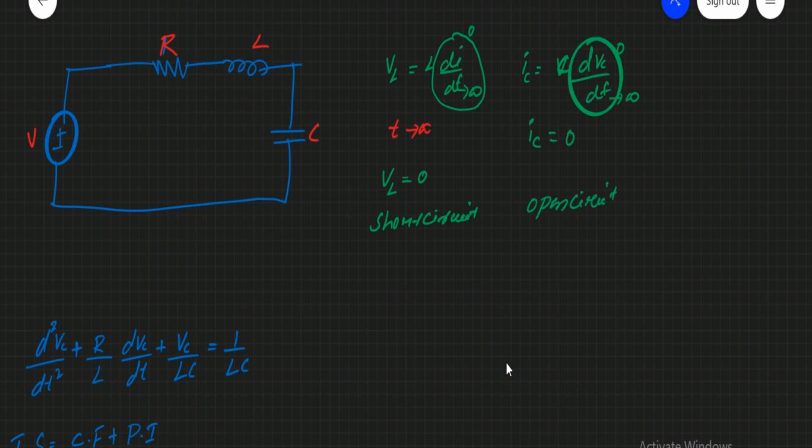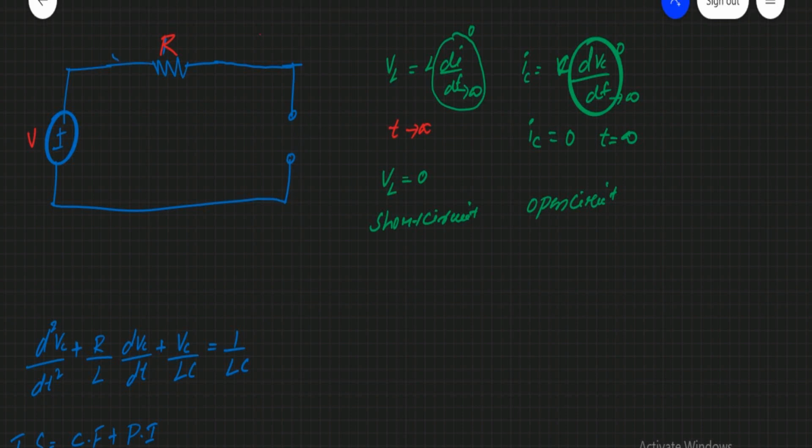It means that at t equal to infinity, the circuit becomes like this. At t equal to infinity, this inductor acts as a short circuit, so this can be replaced with a short line, and this capacitor acts as an open circuit. So at t equal to infinity, this is the circuit. So this circuit is like an open circuit.